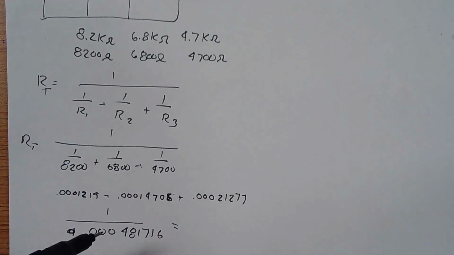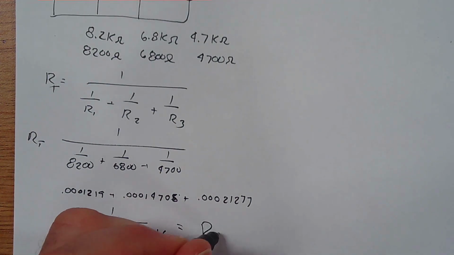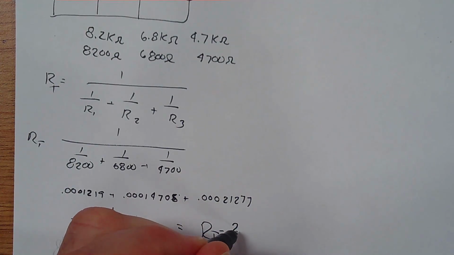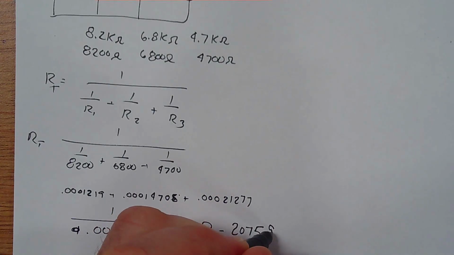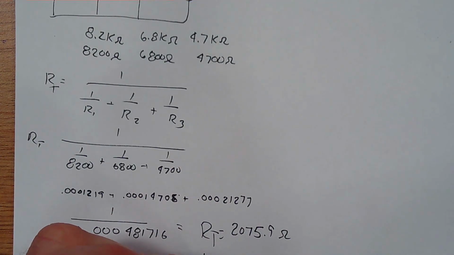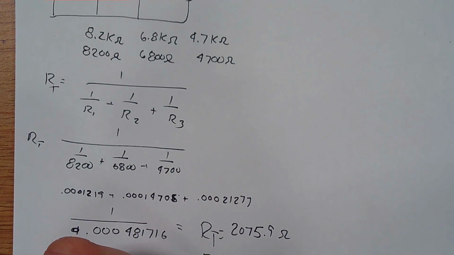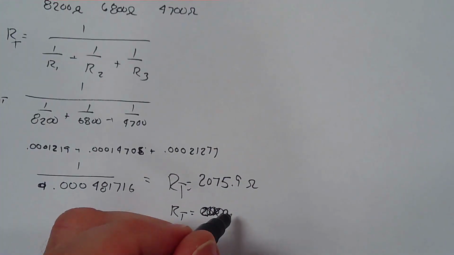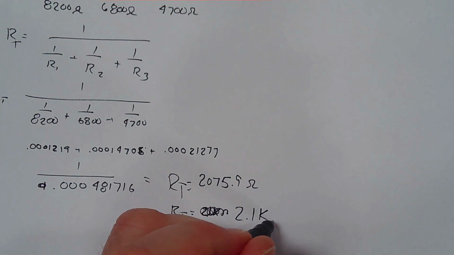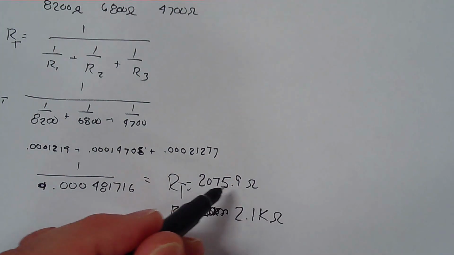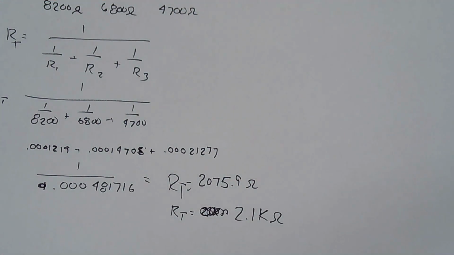All right, so that gives me a resistance total of 2075.9 ohms, right? We'll use this number that we just calculated for our calculations, but our resistance total is roughly 2.1 kilo ohms. Oops, I could write that where you could understand it and see it. So round that up to 2100, and that's 2.1 kilo ohms.